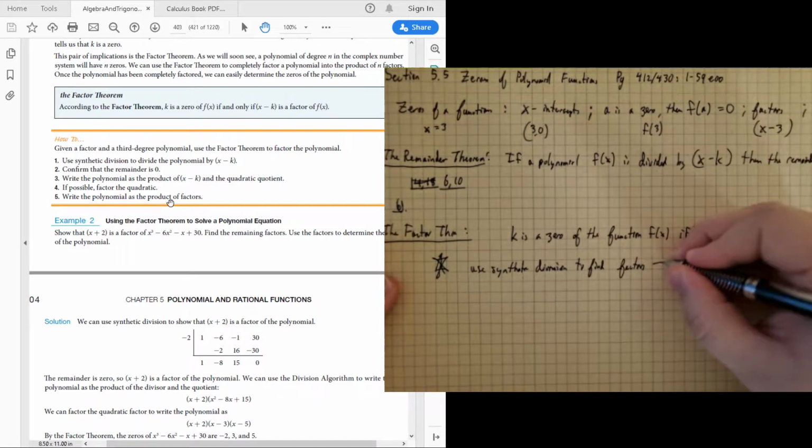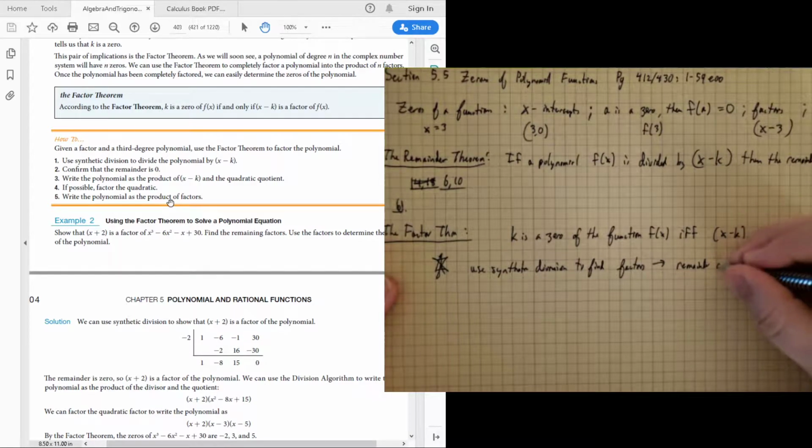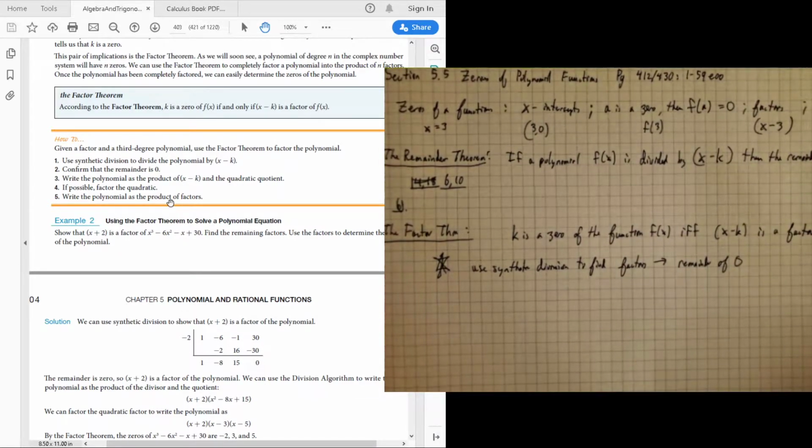How do we do this? Anything with a remainder of 0 is going to be that factor. So, note the how-to. This is a really important how-to. We're going to use synthetic division to divide by the polynomial, and then we're going to check to see if it has a remainder of 0.